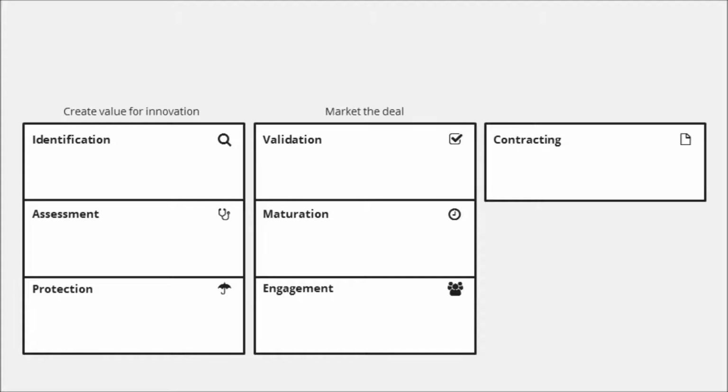Contracting phase, to identify, negotiate and sign the agreement to formalize the partnership terms and conditions, through different legal engagement levels, deal negotiation, IP license agreements and spin-out creation.